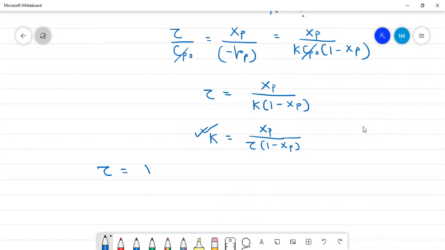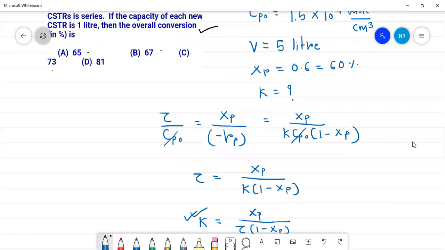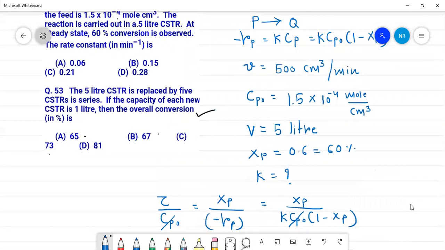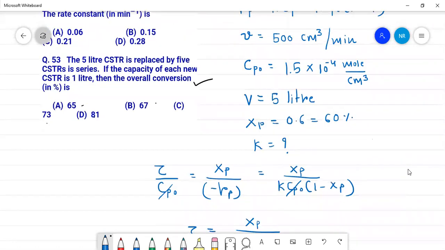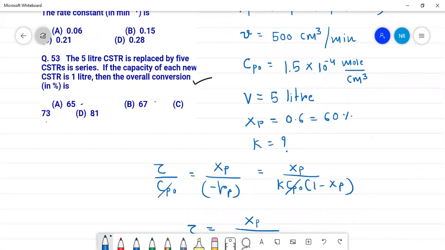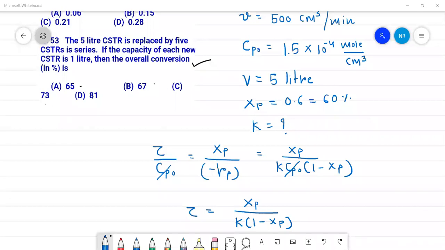Tau is equal to volume divided by volumetric flow rate. Volume is equal to 5 liter and volumetric flow rate is equal to 500 centimeter cube per minute. So can we find out in liter per minute?